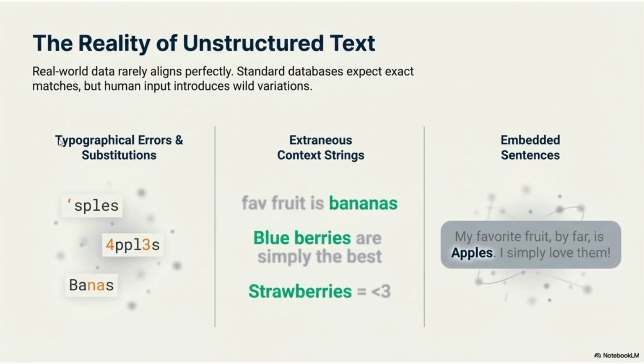Here you can see an example of unstructured data, with typographical errors and substitutions, like apple versus ppl, and banana. The contents are exchanged here, like favorite fruit is banana, blueberries are simply the best, and strawberries. Embedded sentences would look something like this: my favorite fruit by far is apples, and I simply love.